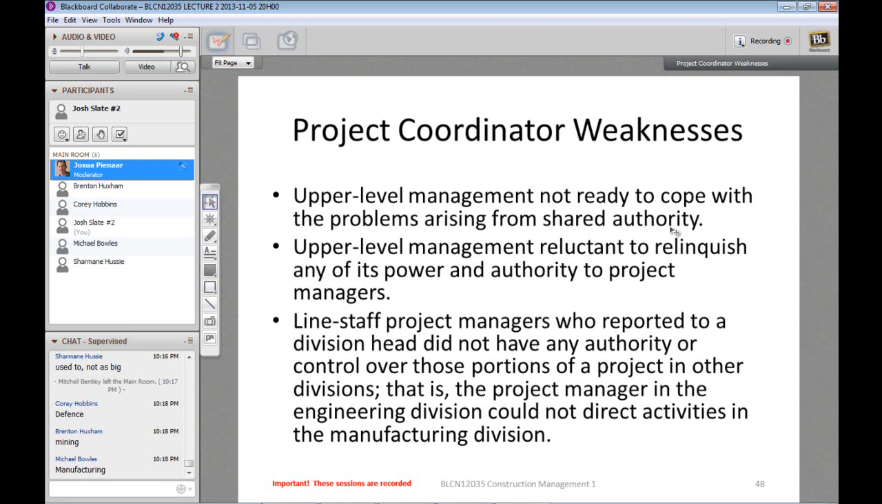It's difficult to let go, especially if you're an autocratic project manager. So when you find yourself in this situation, make sure that you manage that process reasonably well.